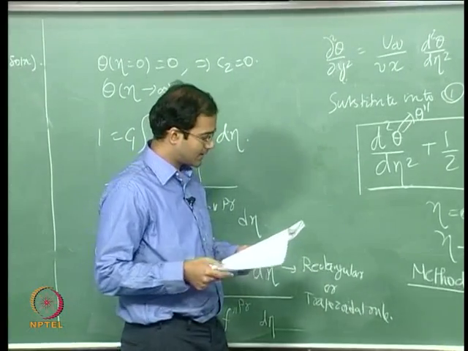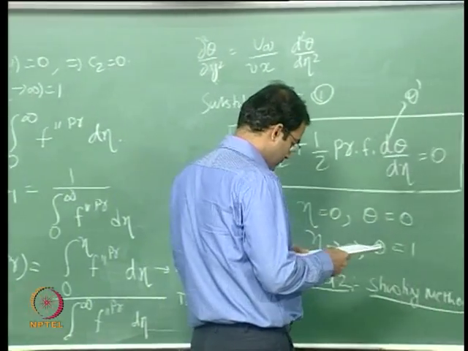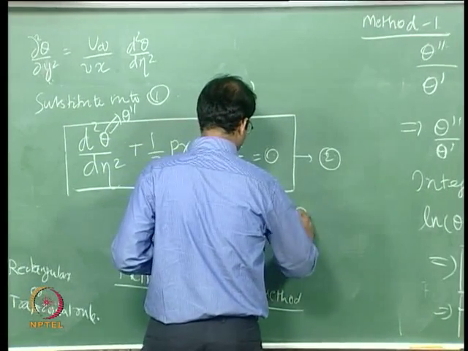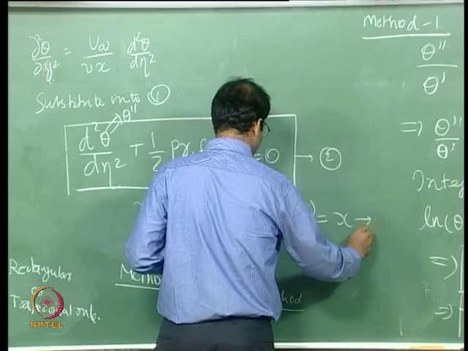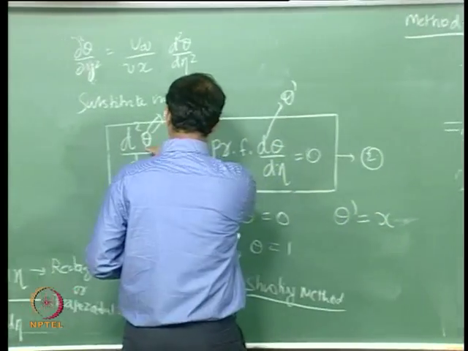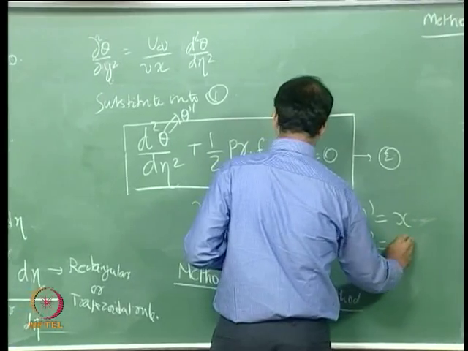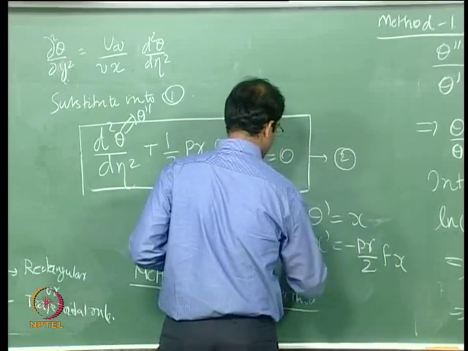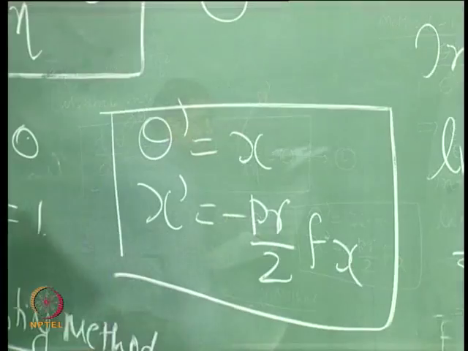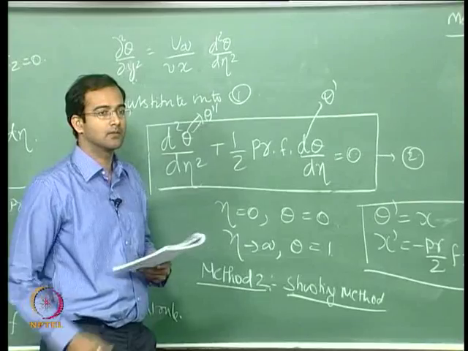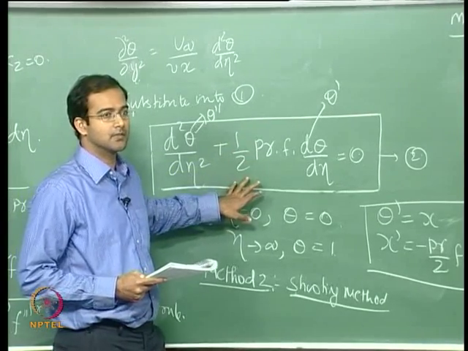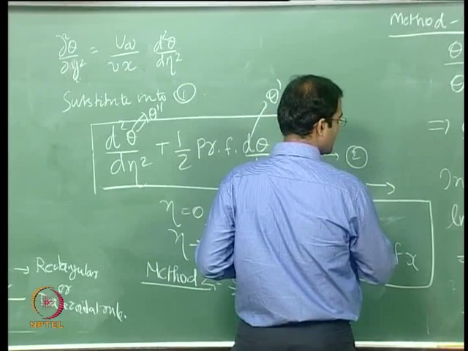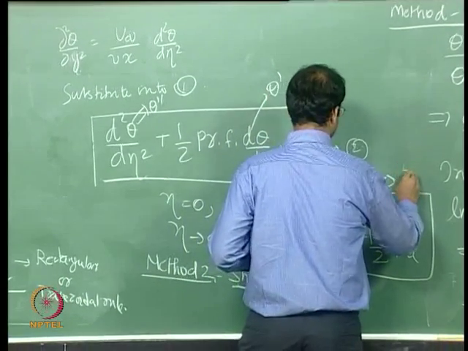So now you reduce the ODE into two first order ODEs. For example, you can say theta prime equal to x, this is one ODE, and based on that you can say x prime equal to minus Pr by 2 f into x. So these are the two first order ODEs, okay. You have reduced this into, let me call this equation number 5, okay.